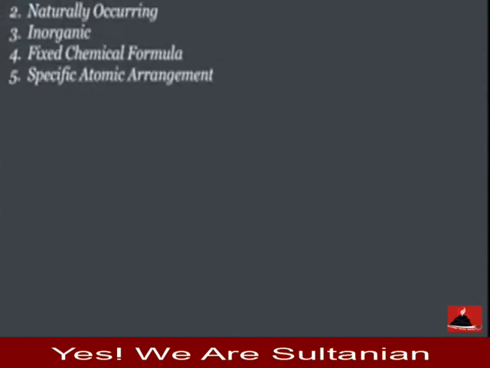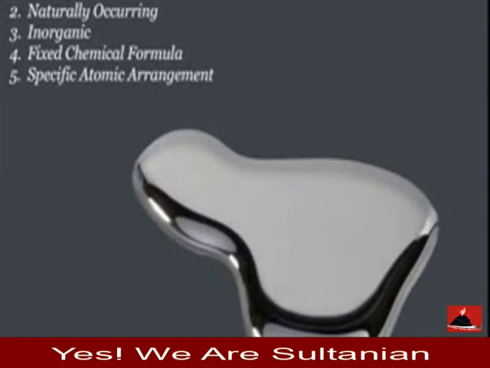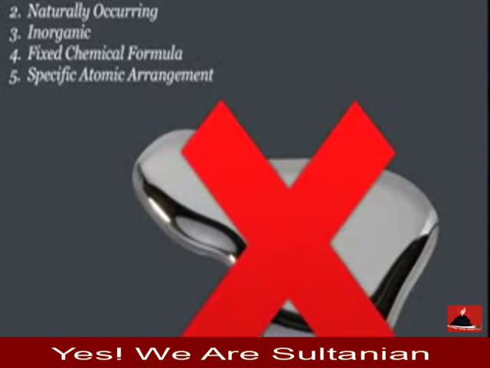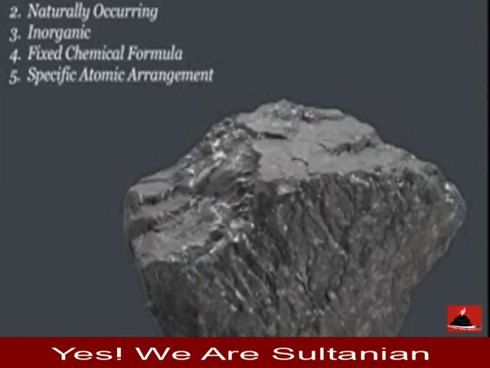So let's test ourselves a little bit. Here are those 5 criteria. Must be solid, naturally occurring, inorganic, have a fixed chemical formula, and a specific atomic arrangement. So what about this pool of liquid mercury? Can this be considered a mineral? Well, if you look at criteria number 1, it says it must be a solid, and this clearly is a liquid, so sorry Mercury, you're not a mineral.